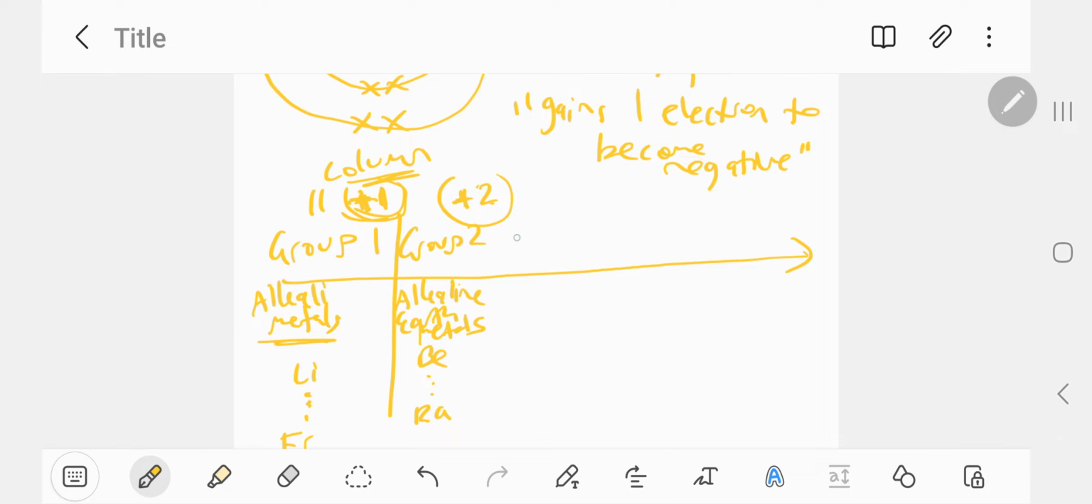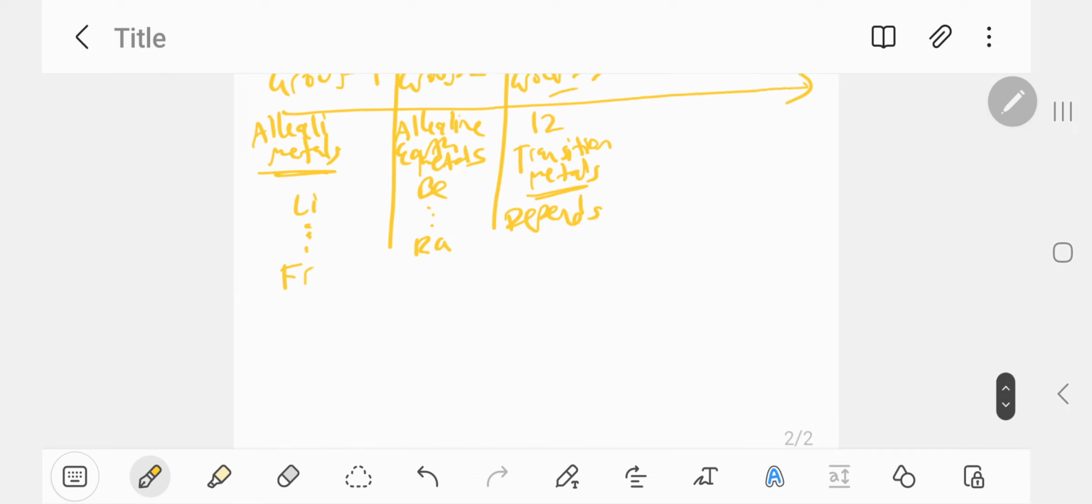Right? Groups 3 to 12, these are called the transition metals. Most of the periodic table is metals. I'm going to put in here: depends. The valency depends. They'll tell you in the exam. They'll give you Roman numerals like 1, 2, 3, 4.